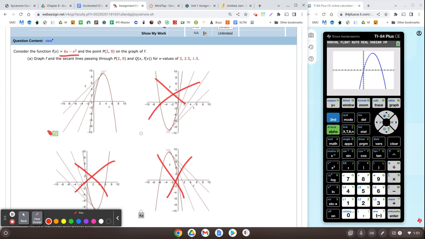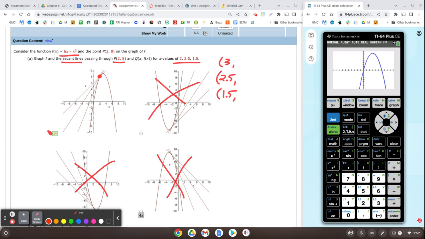Now, what it wants to do is basically graph the secant lines that pass through this point, same point in every line, and then these points. Well, those aren't points. Those are just x values. I'm sure that's confusing. So let's do this. 3, comma, 2.5, comma, and 1.5, comma.